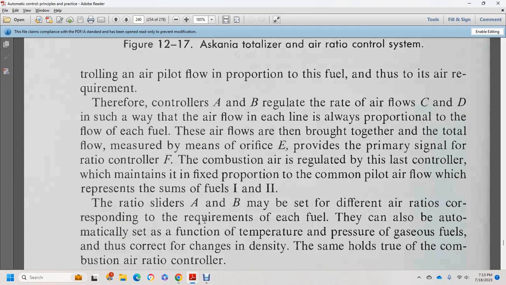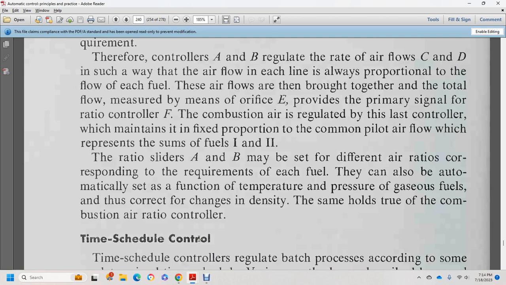Corresponding with the requirements of each of the fuels, it can also be set automatically as a function of the temperature or the pressure for the gaseous fuels. Thus it corrects the intensity for the true combustion air ratio controllers.